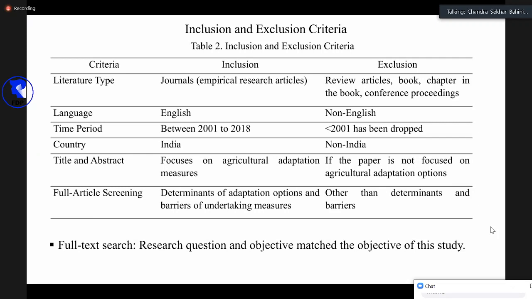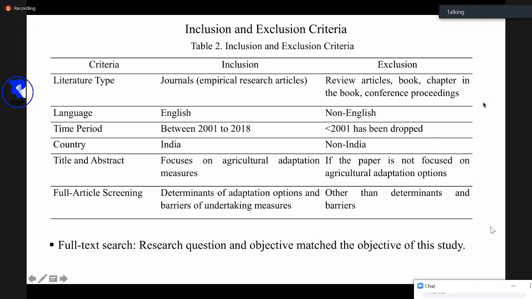Then I go for full article screening, looking at whether the article is focused on farmers' adaptation behavior. Otherwise, I exclude them. The last one is the included studies.